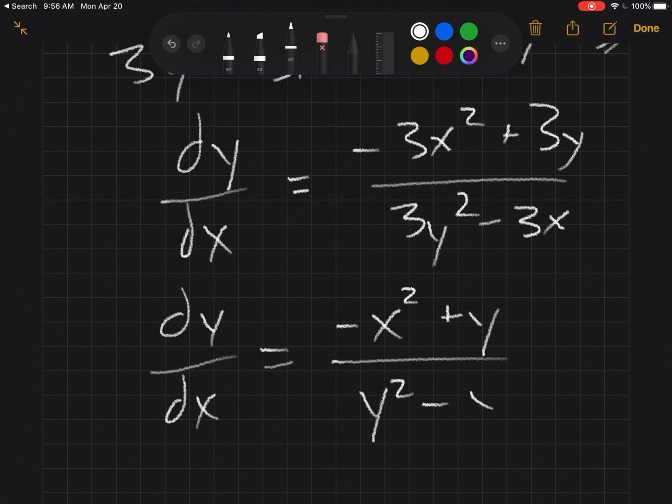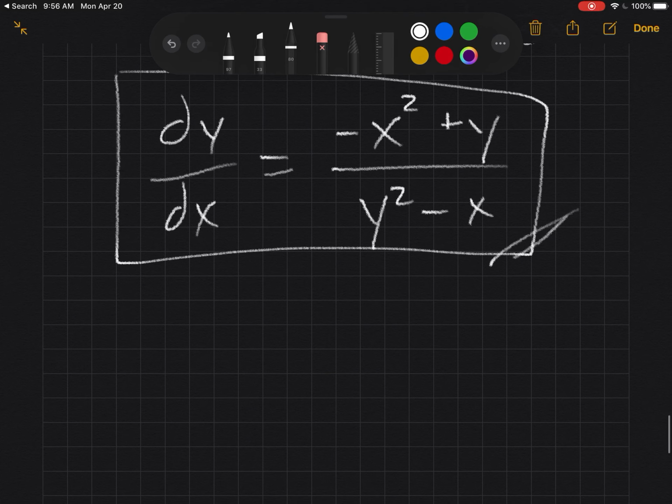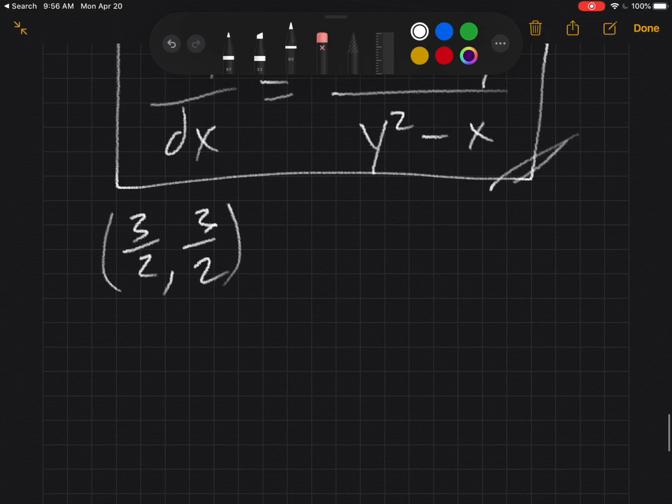And so I get the derivative of y with respect to x is equal to negative 3x squared plus 3y over 3y squared minus 3x. I see here that I have a common factor of 3, so I'm going to take that out. The derivative of y with respect to x is equal to negative x squared plus y divided by y squared minus x. So that's my derivative. Yay! That's the hard part.